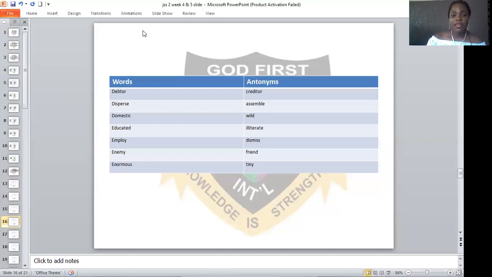Enormous. Enormous means to have a very large number. Tiny. Tiny is the antonym of enormous. Entrance, exit. Fact, fiction. The story is a fact. The story is a fiction.